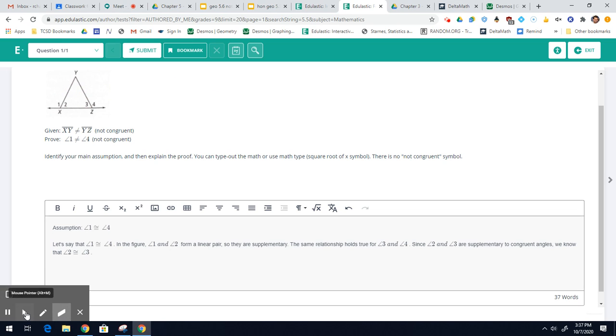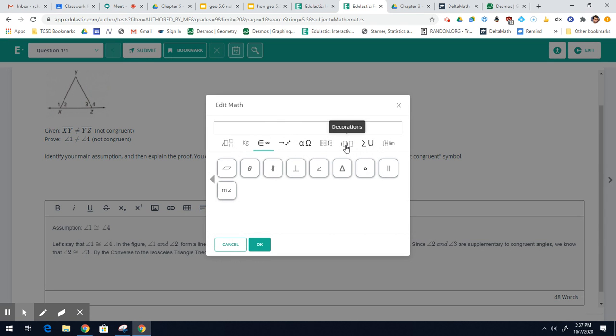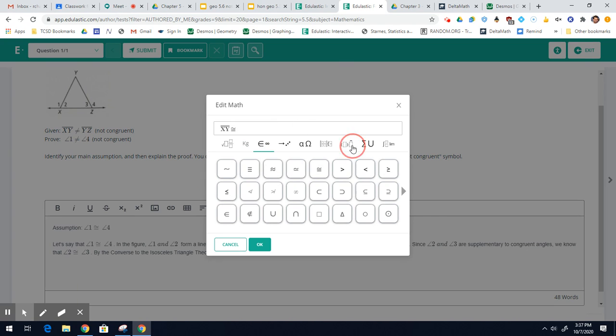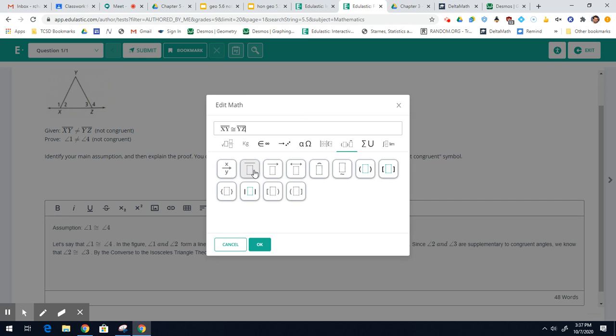It is technically by the converse, but if you didn't put that, by the converse to the isosceles triangle theorem, we know that, and I would put in MathType. So now for the segment, you have to come over here to this decorations. We know that segment XY, go to the right to get out of there, go back to here for the congruent symbol, would be congruent to segment YZ.